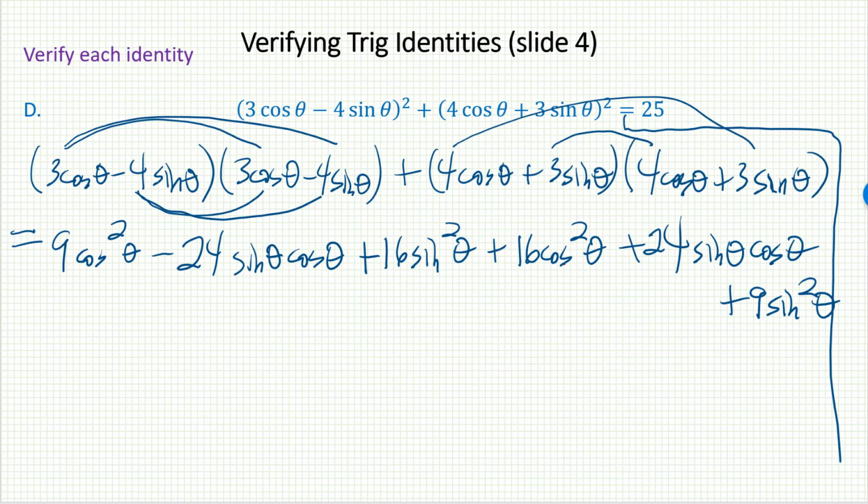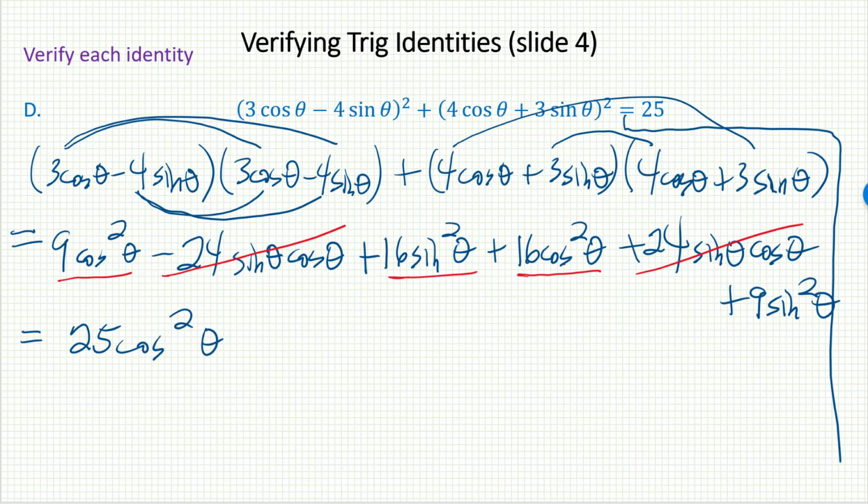So far it's an awfully big mess, but here's where things get much, much nicer. I do see these two terms wipe each other out. And then I have some like terms. I've got 9 cosine squared theta and 16 cosine squared theta, which gives me a total of 25 cosine squared theta. The same thing happens with the sine one, 16 of them here and 9 of them here for a total of 25 sine squared theta.